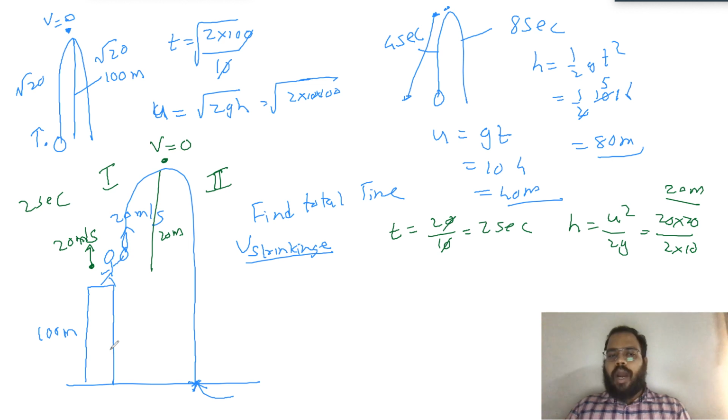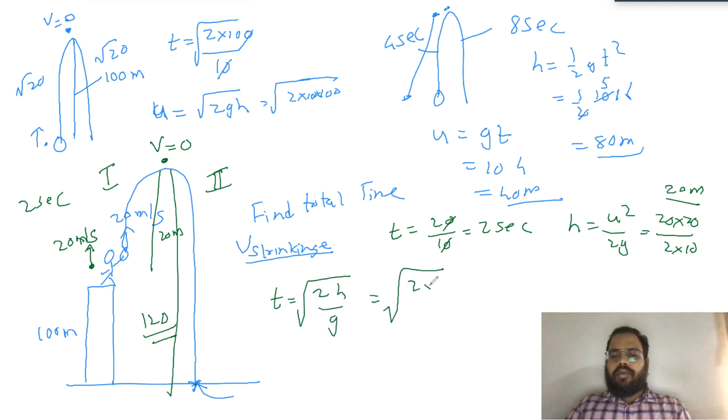Now moving on to part 2. In part 2, what value is known to me? This velocity I have to find, and total time I have to find. But I can find the height. So this total height will be this 100 plus 20. So total height will be 120. If height is given, I'll move to the height box. In the height box, if height is given, time is root 2h by g. So my time will be root 2 into 120 divided by 10. So this will be root 24. So the time for this is root 24.